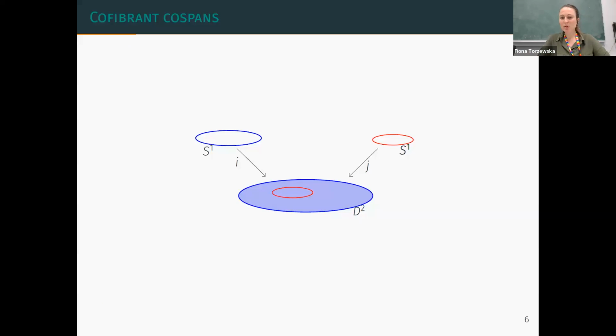Okay, so what does an example look like? We could have a cofibrant cospan where X and Y are both copies of S1, and M is a copy of the disk, and one copy of S1 includes into the boundary of the disk, and another copy of S1 includes somewhere into the interior of the disk.